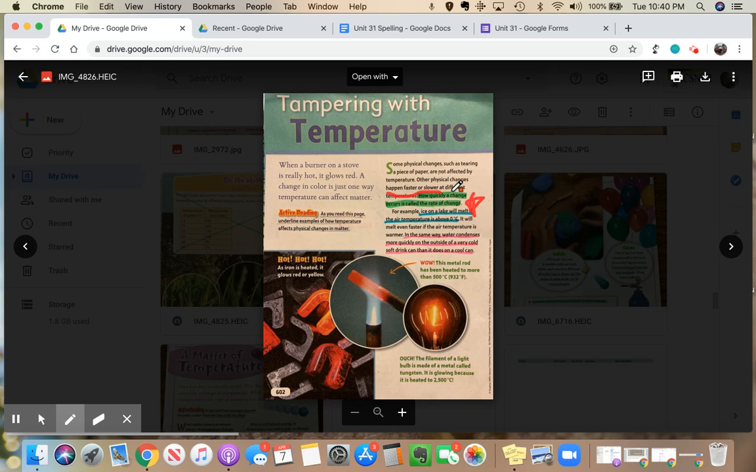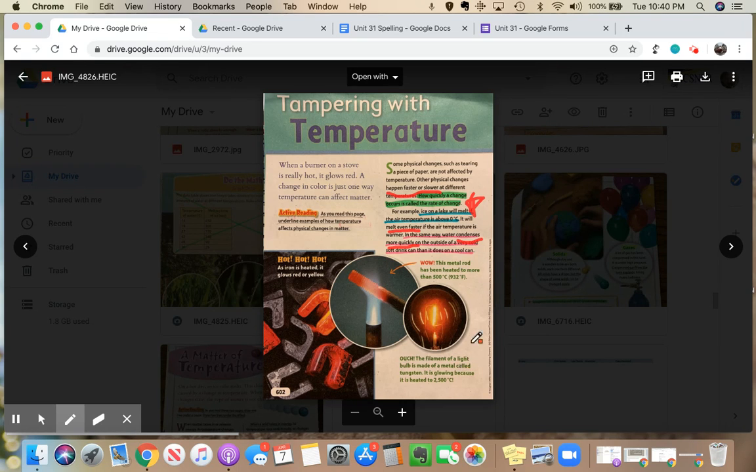What would be the second thing we need to underline, you think? Take a second and think. Yeah, so we're going to underline melt even faster. So it melts faster. What's that third thing we need to underline, you think? I'm going to give you a second. Yeah, condenses more quickly.